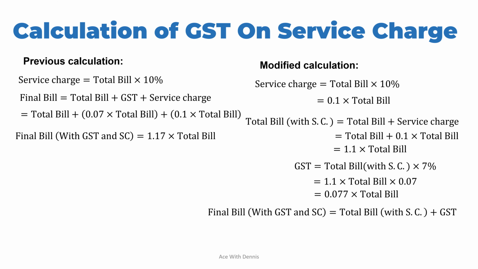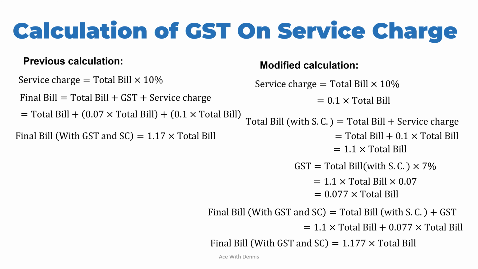Now, the final bill with GST and service charge will be the total bill with service charge plus GST, which is 1.1 times total bill plus 0.077 times total bill. It can be simplified: the final bill with GST and service charge equals 1.177 times total bill. So this is the fastest way to calculate the final bill with GST and service charge. Just multiply the total bill by 1.177.